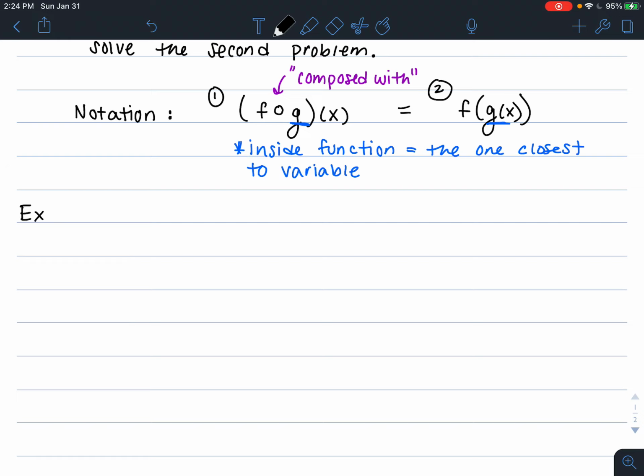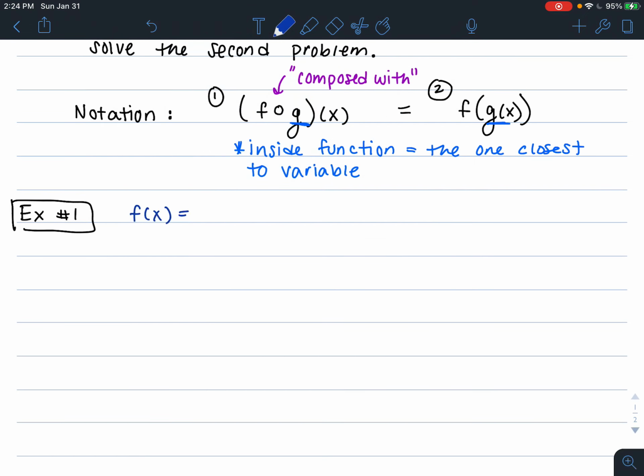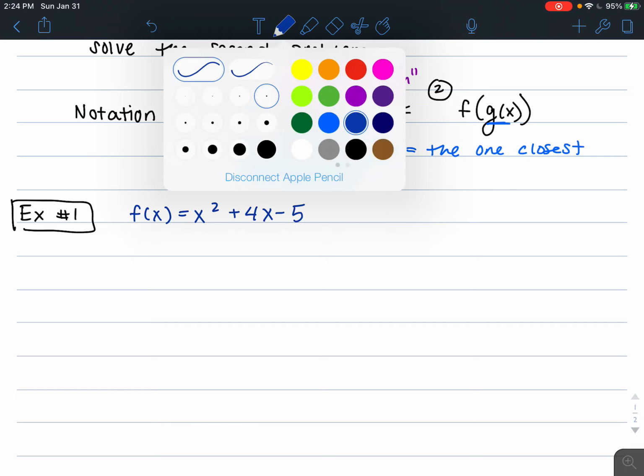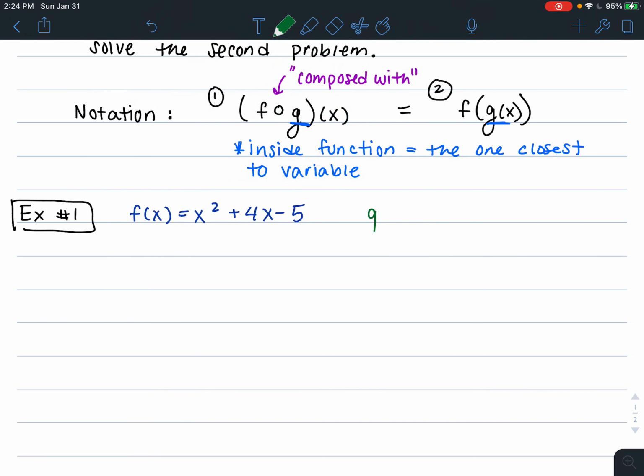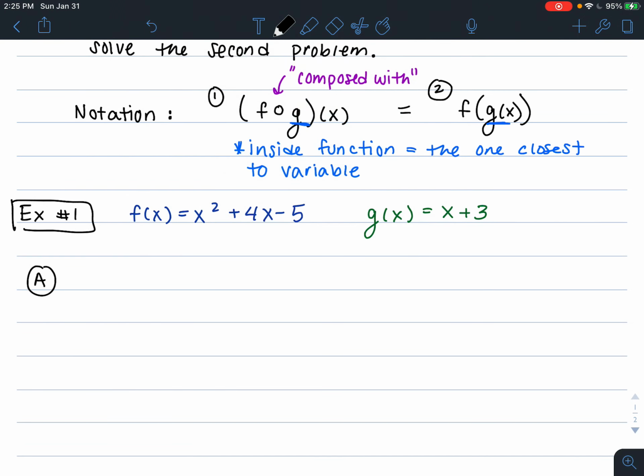For our first set of examples, we're going to use 2 different functions. We're going to let f of x equal x squared plus 4x minus 5, and we're going to let g of x equal x plus 3. The first thing we're going to do is just a basic function evaluation. The first thing I want us to find is f of 2. To find f of 2, that just tells me I'm going to replace all of the x's in the f equation with a 2.